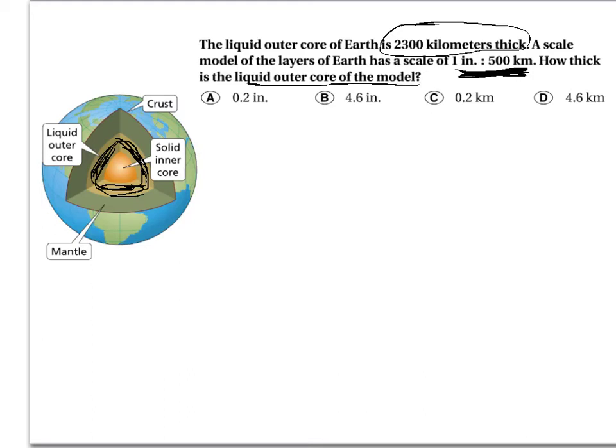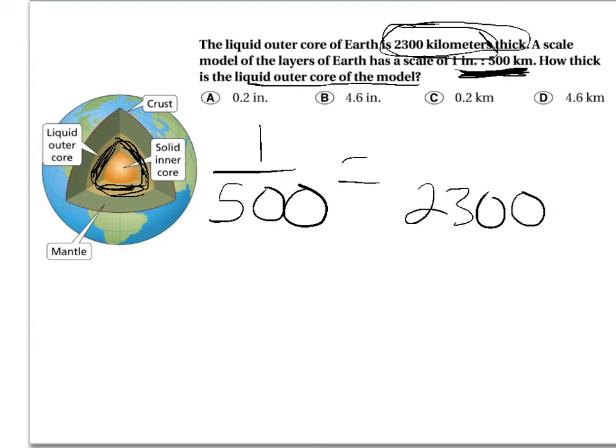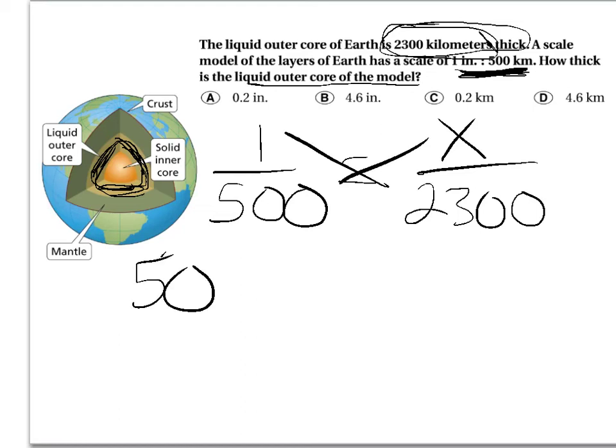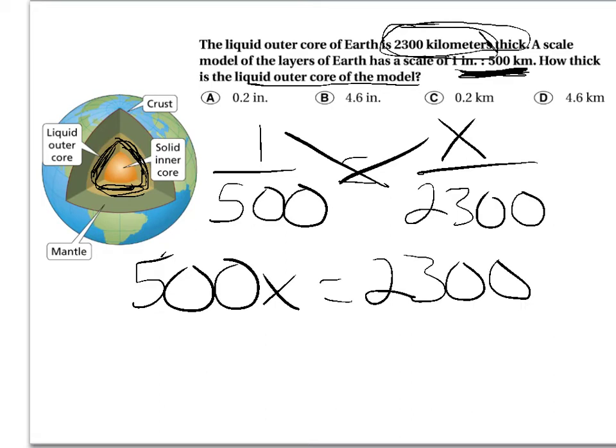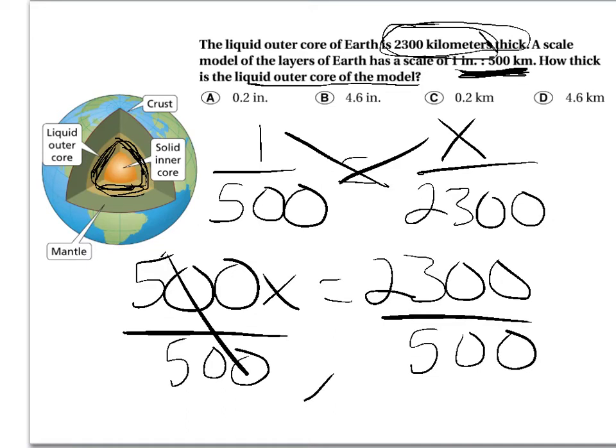Well, okay, this is what we have to figure out. If the scale then is 1 over 500, apples to apples here, 2,300 kilometers. We're going to compare that with the 500. 2,300, we don't know x. So I'm going to go ahead and cross multiply. I'm going to get 500x equals 2,300, divided by the 500. Divided by the 500. That leaves me x is 4.6.